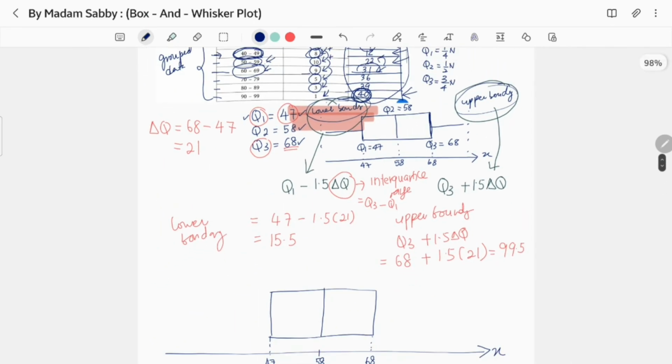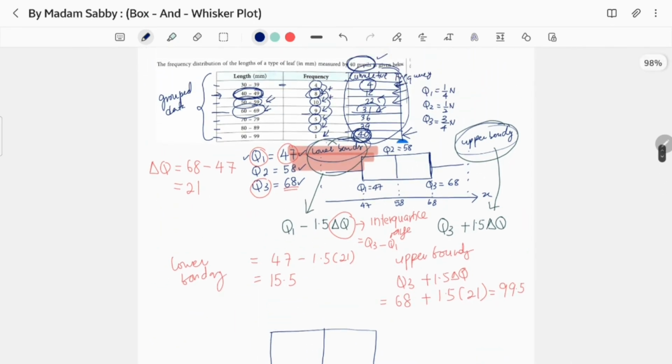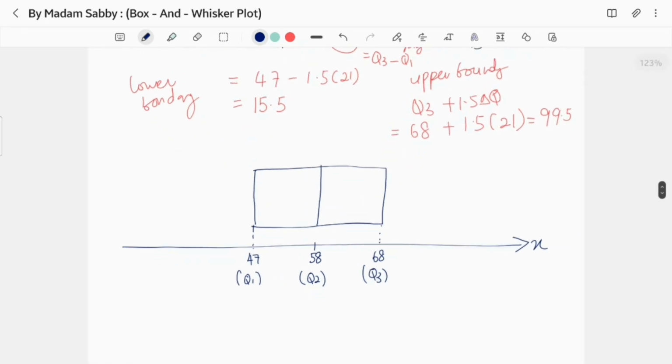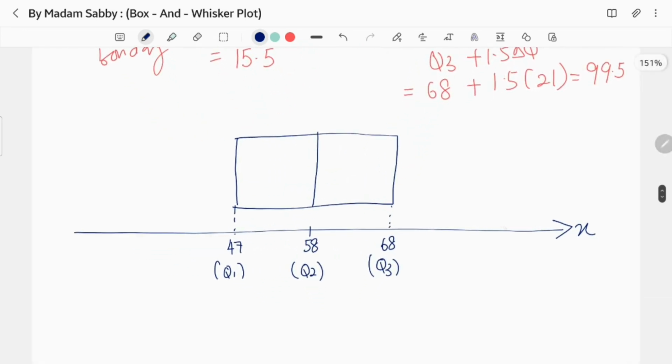From the table here, it shows that the lowest data is 30 and the highest data is 99. So let's say this is 100, so this is 99. Let's say this is 40, and then this is your 30. So this is your box and whisker plot.